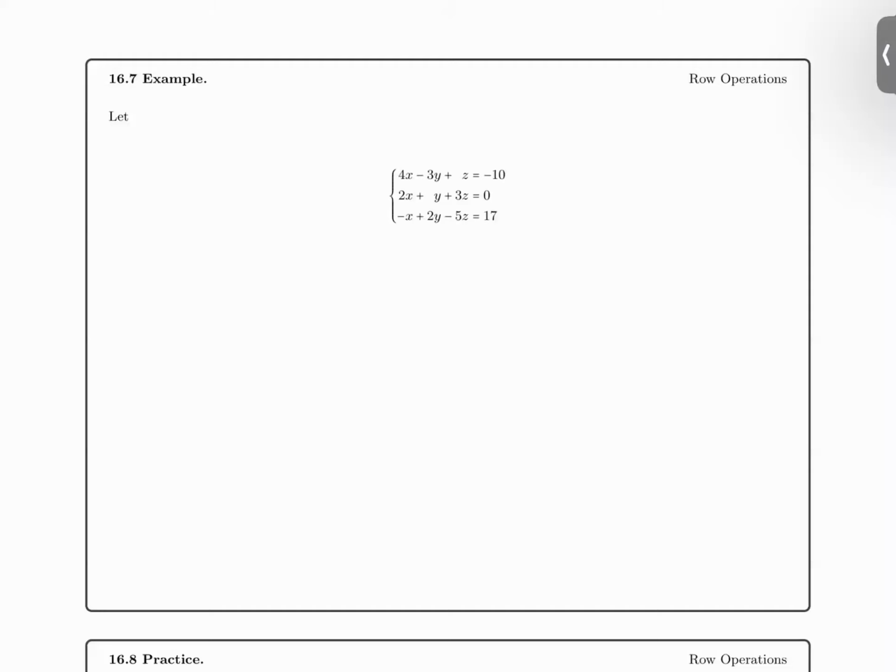Let's solve a three-dimensional system with row operations. So this is typically how you're going to solve large systems of equations. We have a point, perhaps in three-dimensional space, that satisfies these three different equations. So we're looking for an x value, a y value, and a z value that satisfies all three of these equations at once.